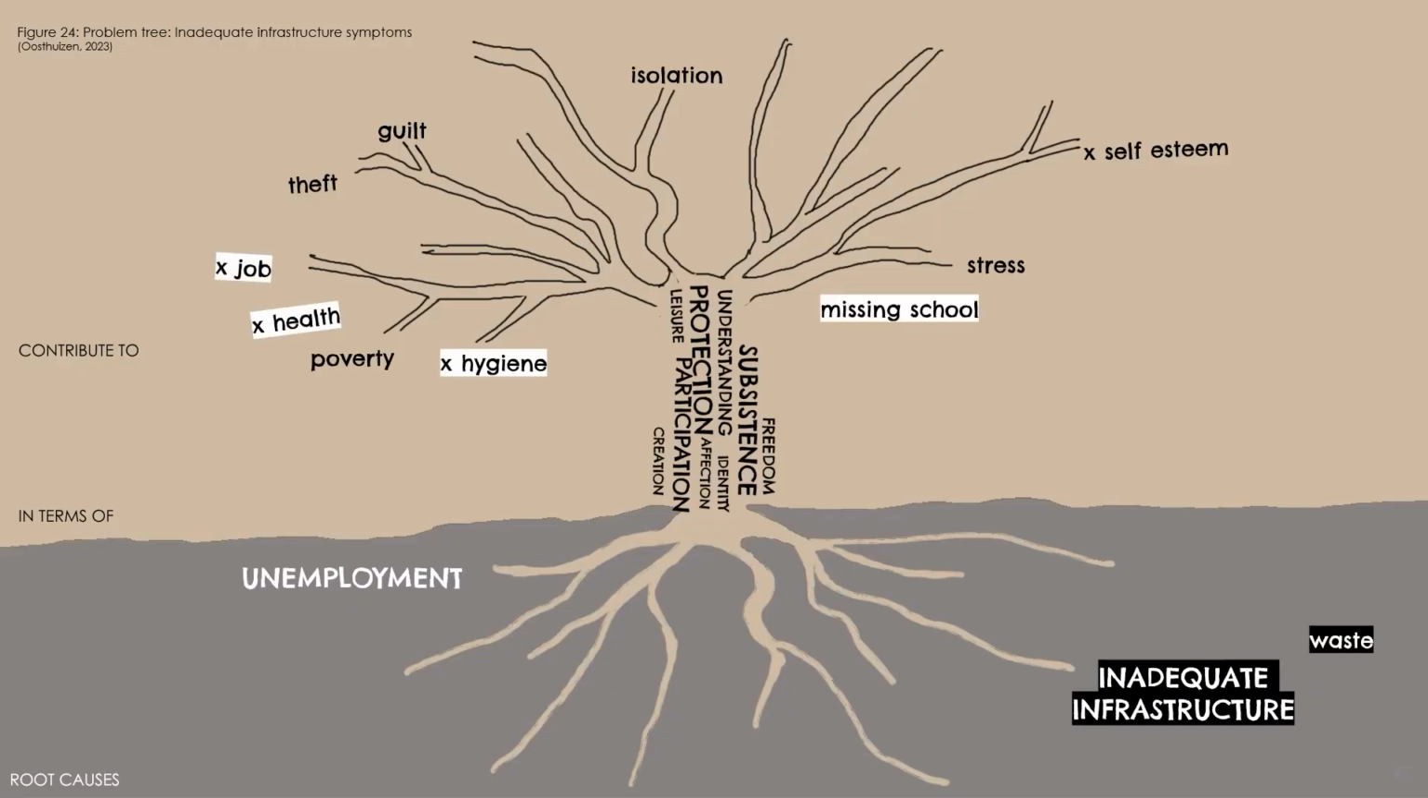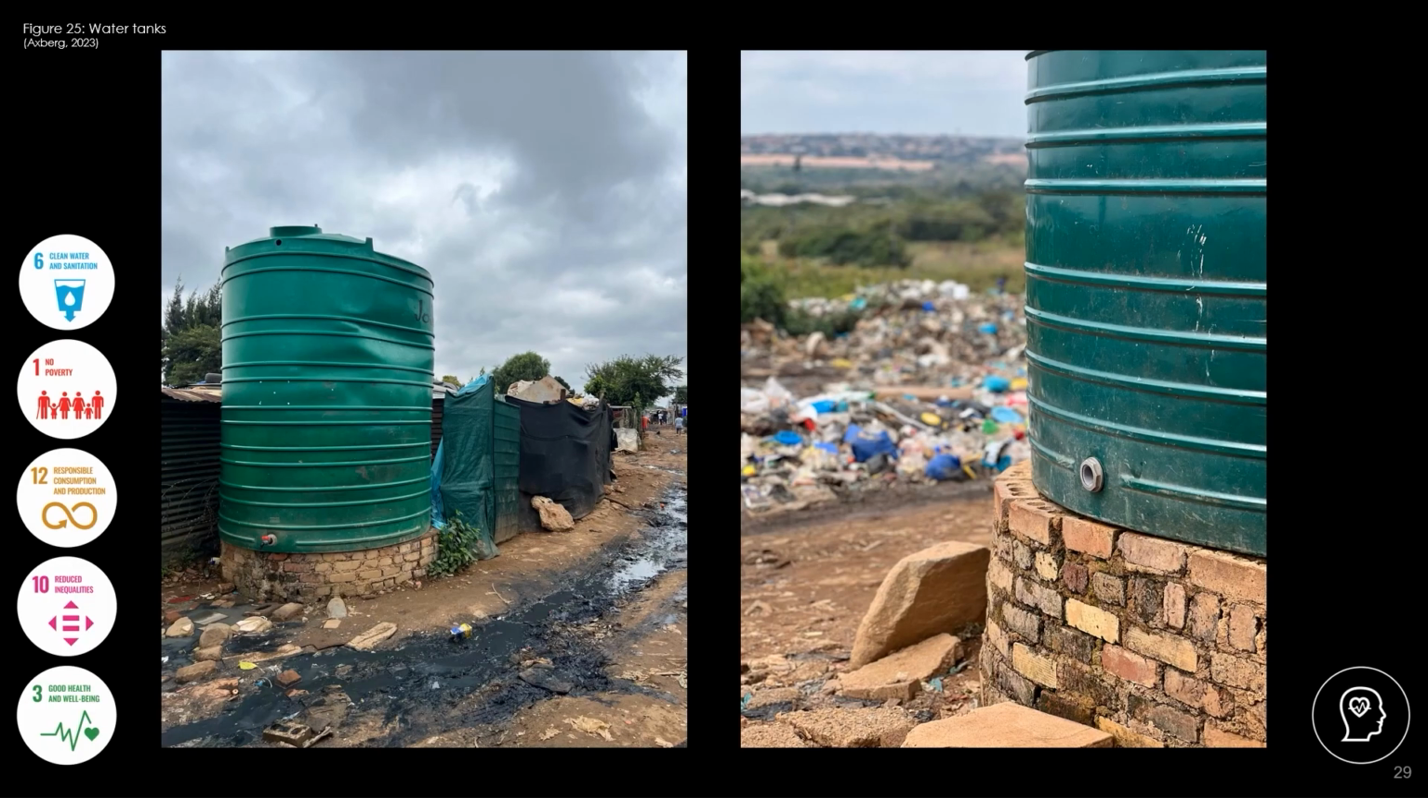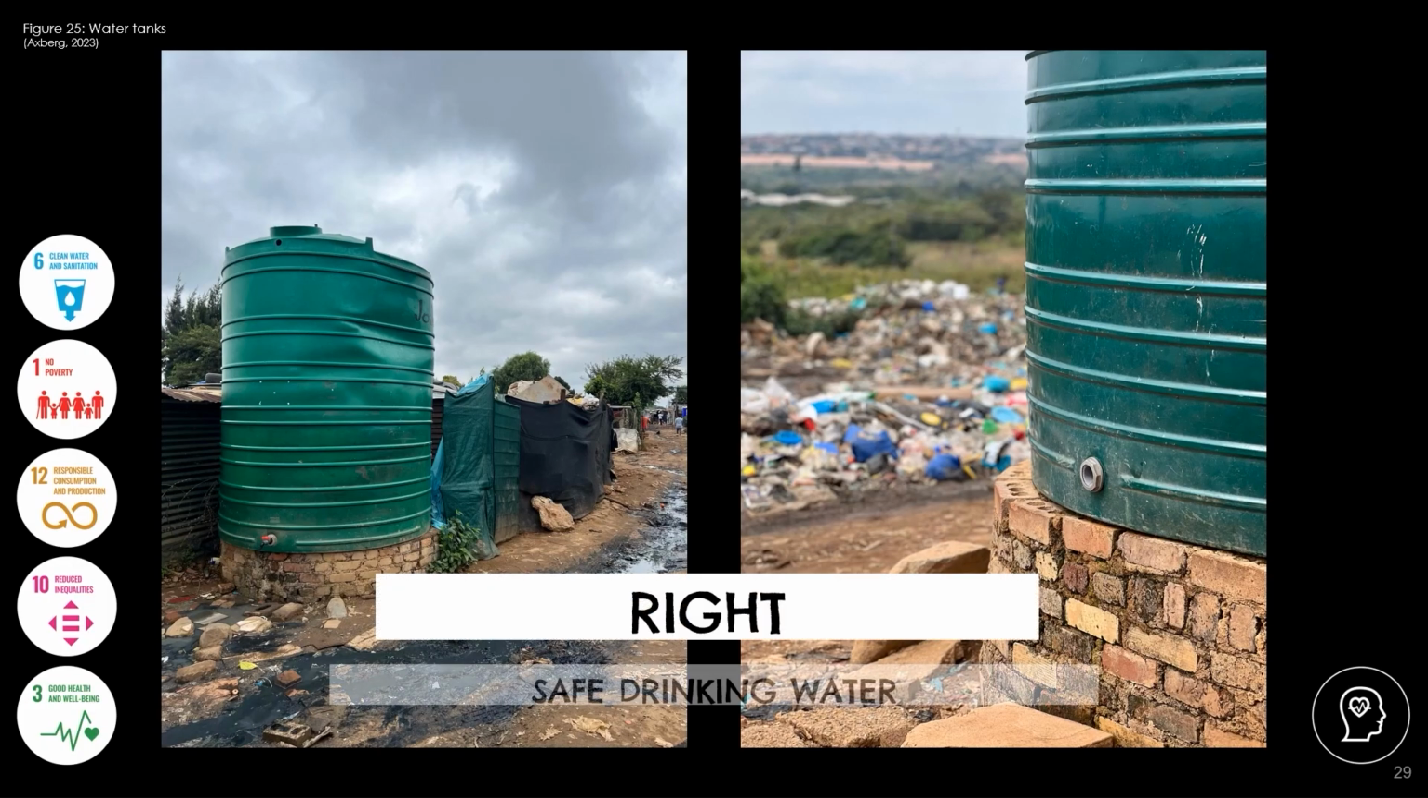Inadequate waste infrastructure contributes to unhealthy living conditions, possibly negatively impacting a person's well-being and ability to attend school or work. We will now address the need of subsistence, looking at access to water. As per international law, humans have the right to safe drinking water.